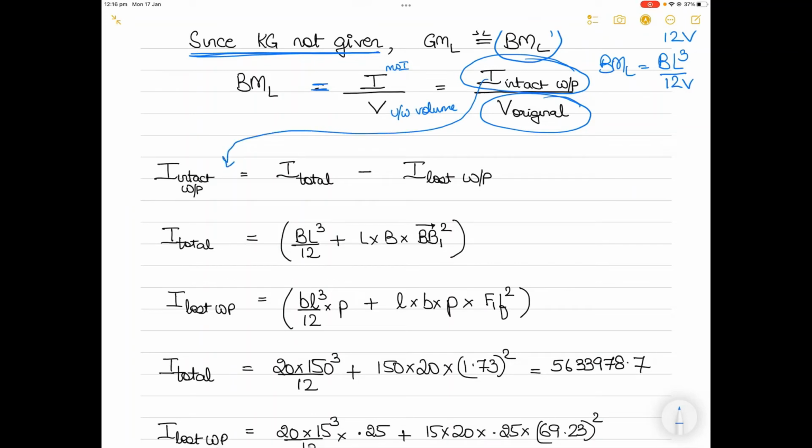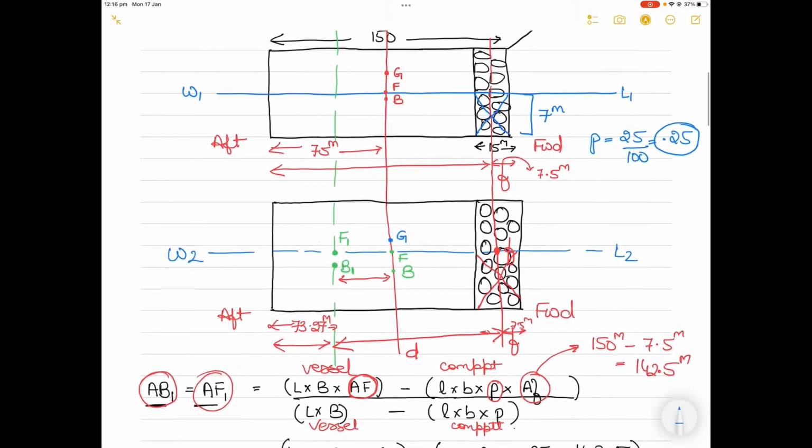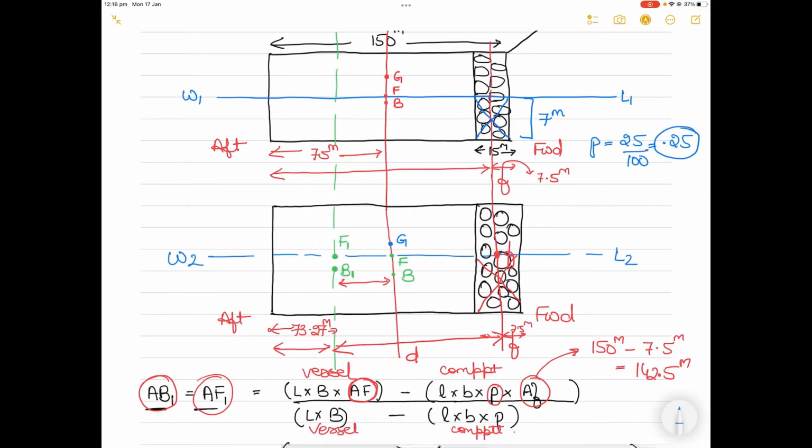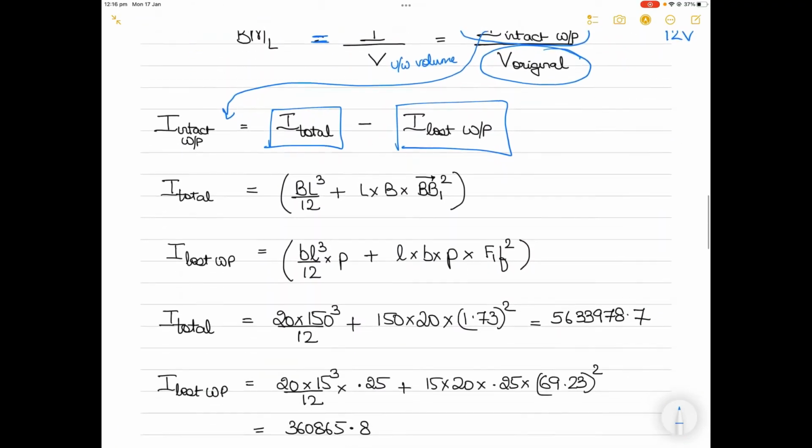But let's find out how to find the moment of inertia of the intact water plane. It would be easy to find if I find the moment of inertia of the total vessel and subtract the moment of inertia of the lost water plane, that is of the compartment. That will give me the intact water plane. So the intact water plane is the length of the vessel which is behind the compartment, which has not been affected by bilging.